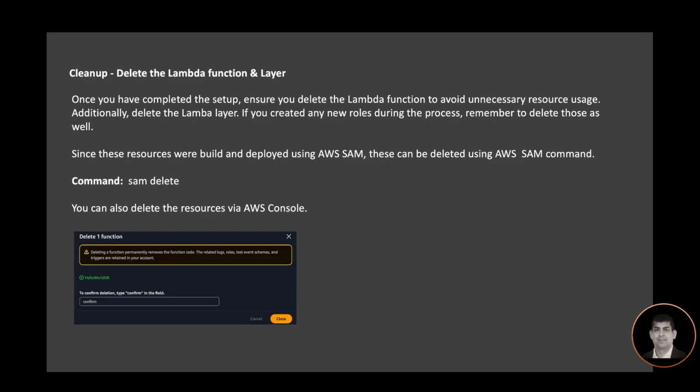Once you have completed the setup, ensure you delete the Lambda function to avoid unnecessary resource usage. Additionally, delete the Lambda layer. If you created any new role during the process, remember to delete those as well. Since these resources were built and deployed using AWS SAM, these can be deleted using an AWS SAM command. The command to delete the resources is SAM delete. You can also delete the resources via the AWS console.